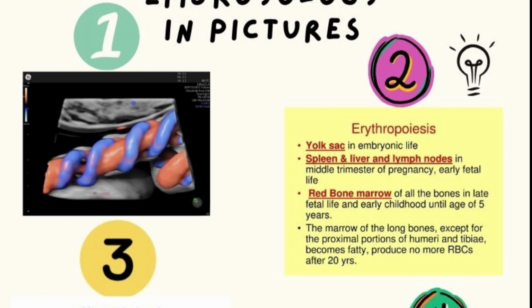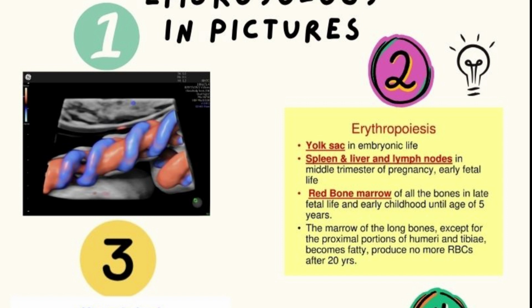So these are a few terms that you must know. Regarding Doppler, as early as 7 to 8 weeks we can do Doppler, and end diastolic flow develops at week 14. Now let's move to the second image, which is about erythropoiesis. Regarding fetal erythropoiesis, you must know that in embryonic life it occurs in the yolk sac, and in the middle trimester of pregnancy it occurs in the spleen, liver and lymph nodes.